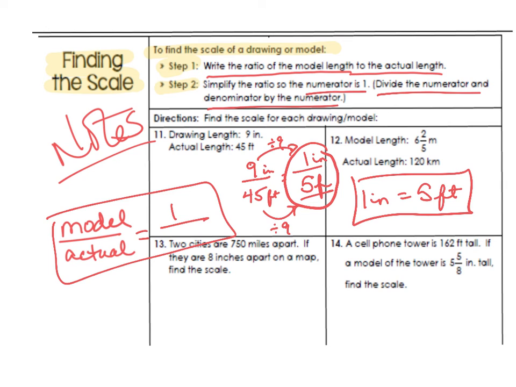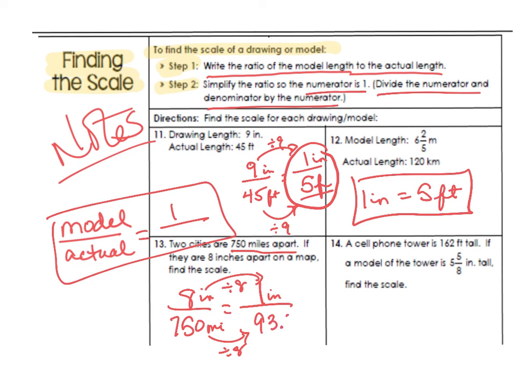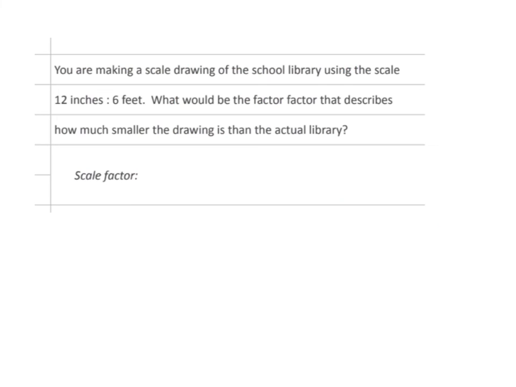Let's do number 13. 2 cities are 750 miles apart. That is the actual miles that they are apart. If they are 8 inches apart on a map, what is the scale? We're going to do 1 inch. So it means we're going to divide by 8, divide by 8. So 750 divided by 8 gives us 93.75 miles. So we would write it as 1 inch equals 93.75 miles. That is our scale.